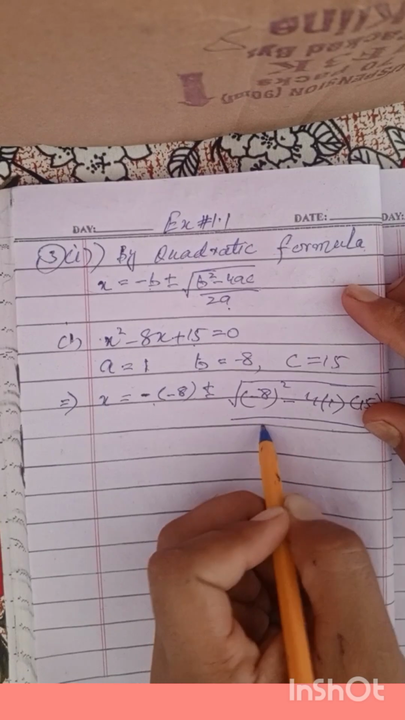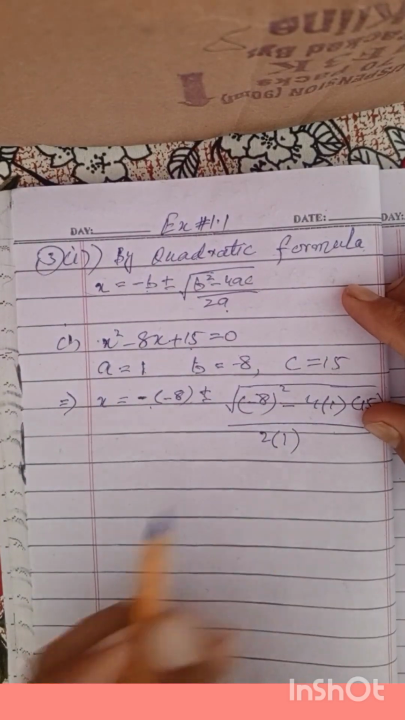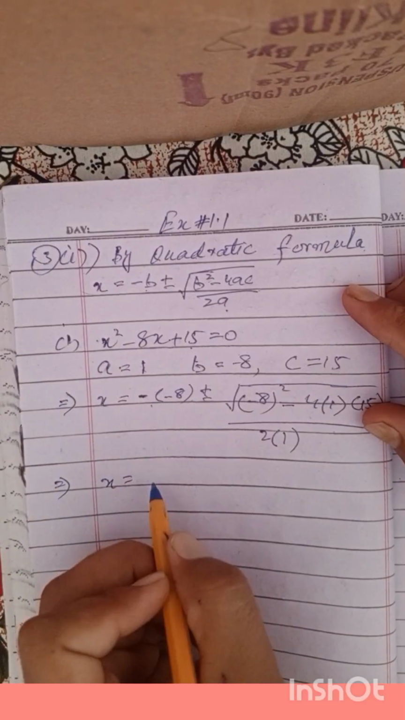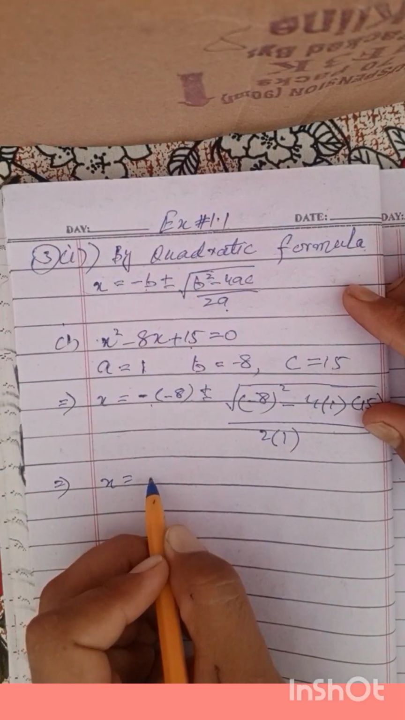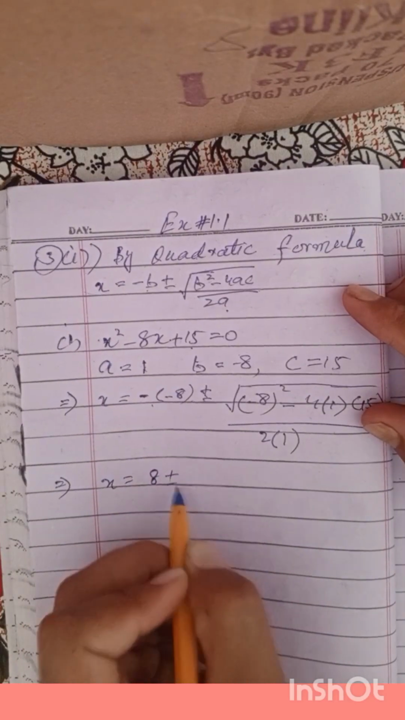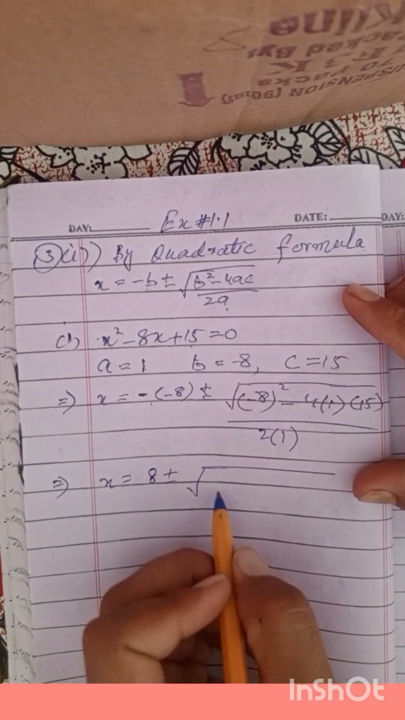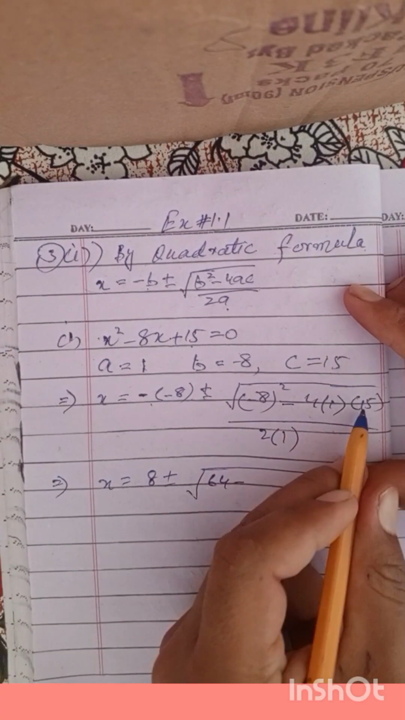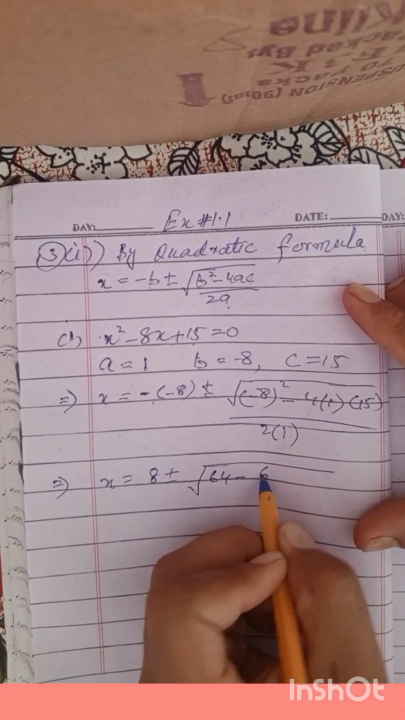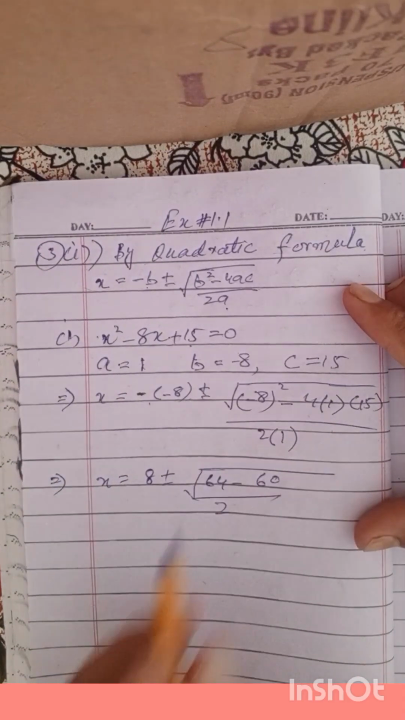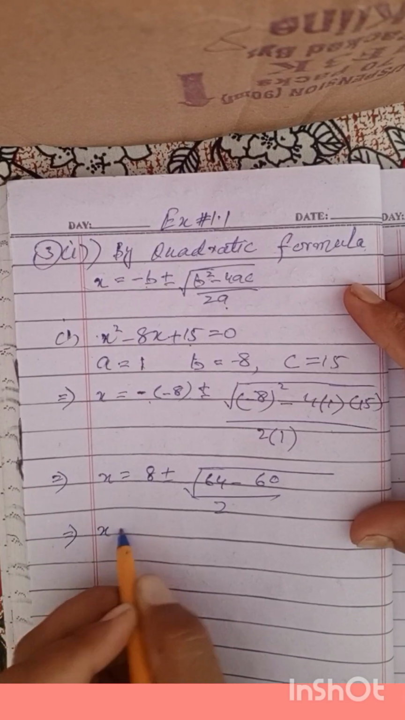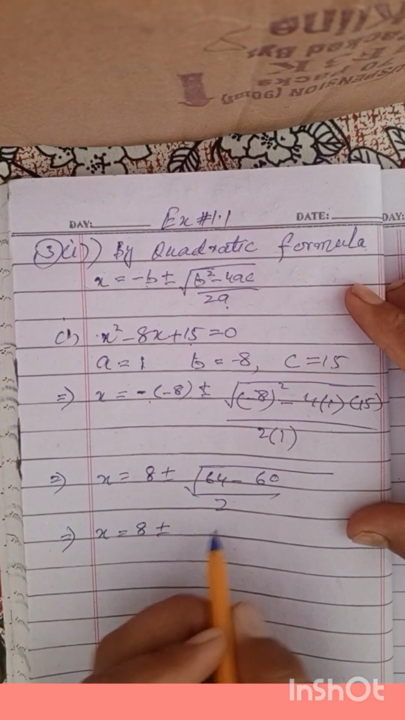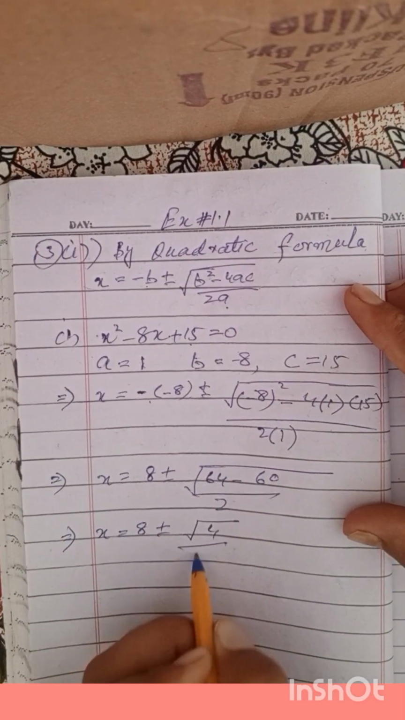Divided by 2a, 2 into a, which is 1, so 2 into 1. Here we have x is equal to plus 8 plus minus under the root, minus 8 square is 64, minus 4 times 15 is 60, divided by 2 into 1, which is 2. So x is equal to 8 plus minus under the root 64 minus 60, which is 4 only, divided by 2.